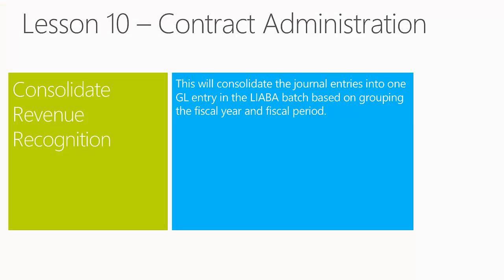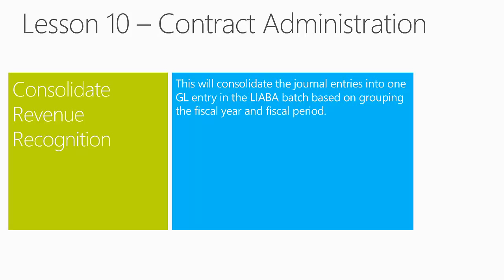The next lesson is from Contract Administration. Lesson 10, Consolidate Revenue Recognition. This will allow you to consolidate the journal entries into one GL entry in the batch, based on the grouping of the fiscal year and fiscal period.